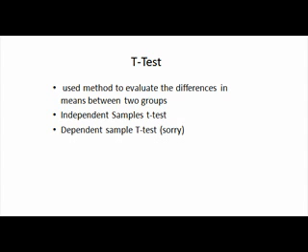Now, there are two types of t-test. You have your independent samples t-test and your dependent samples t-test. First, we will talk about the independent samples t-test. Now, the independent samples t-test is the most commonly used method to evaluate the differences in means between two groups. For example, the t-test can be used to test for a difference in test scores between a group of patients who were given a drug and a control group who received a placebo.